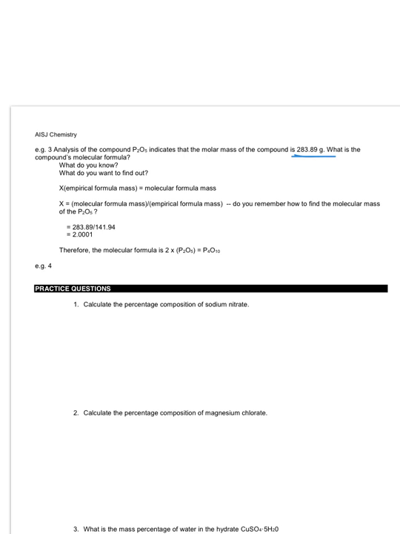Okay, so what do we know? We know the empirical formula and we know the molecular formula mass. And we want to find out what is the molecular formula. And as I've already implied to you, the empirical formula times the multiplying factor, which we're trying to figure out, will give us the molecular formula mass. So just converting this to an algebraic formula, the multiplying factor that we're looking for, x, is the molecular formula mass divided by the empirical formula mass.